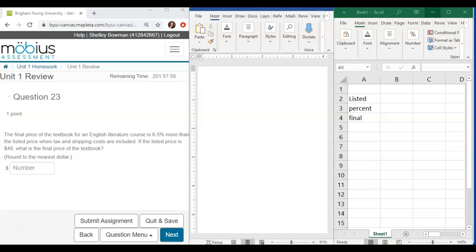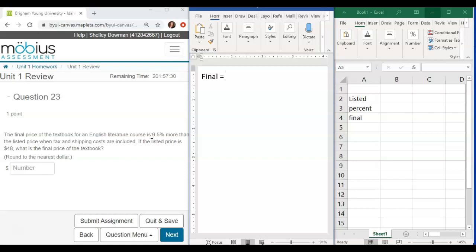The first thing we need to do is translate this first sentence. The final price of the textbook for an English literature course is. So I'm going to ignore all of this and just put final price. So I'm going to write final. Then this just tells us what it is. The next part is the word "is," which translates to an equal sign.